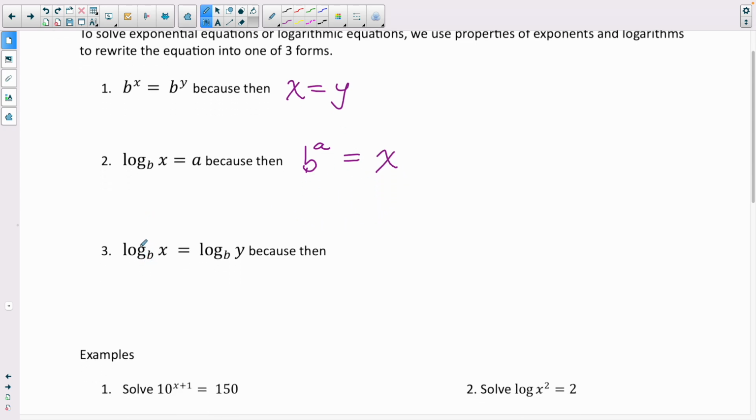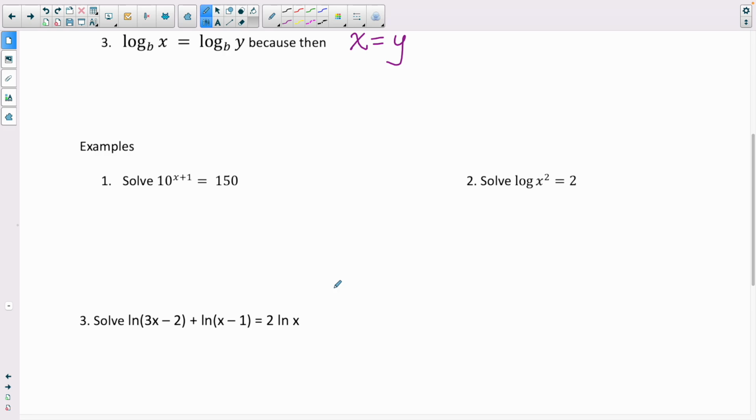The other way is if we can get a log base b of x equal to a log base b of y. This is similar to 1, but for logarithms now, because then again, x just equals y. So let's go through some examples of this.